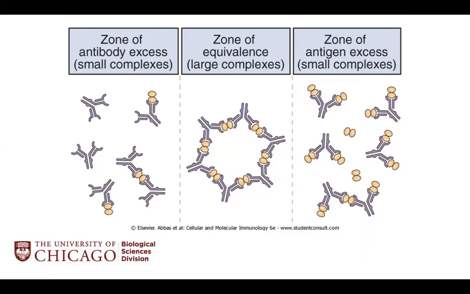There's also a concept of the zone of antibody excess, where you have lots of antibody and a small number of complexes. And then you have a zone of antigen excess, where the antigen actually outnumbers the number of antigen binding regions. But then there could be a zone of equivalence where they're actually perfectly matched, where you could, in a pathologic way, develop large complexes that then can deposit in the body, like in the joints, for example.